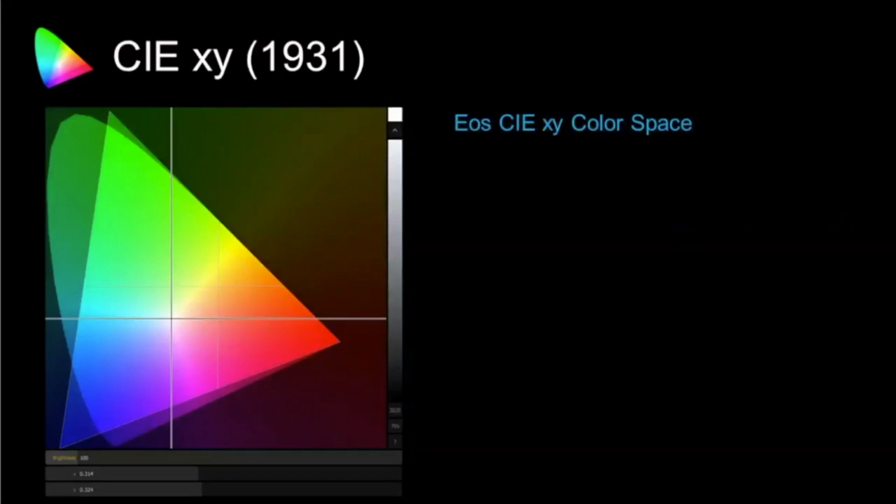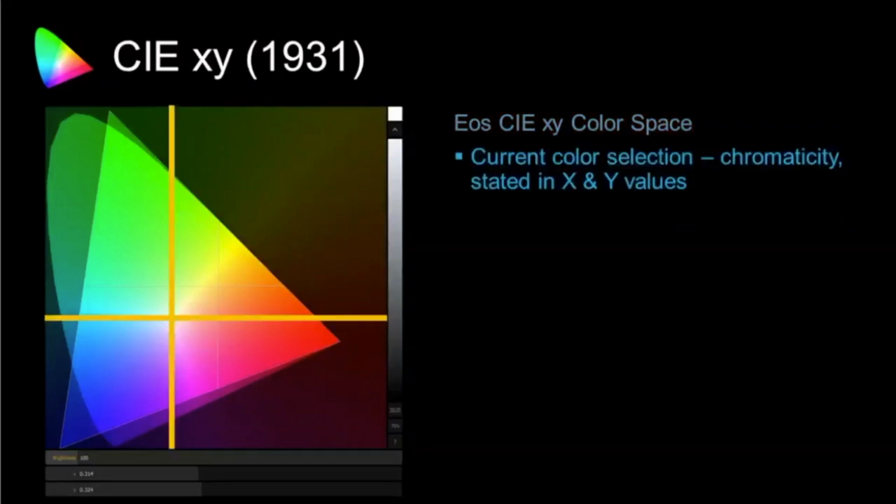So for EOS, the CIE XY color space, we put a lot of additional stuff on it. And the first thing that you'll see here is your current color selection. So this dot and these crosshairs will move through the space as your fixtures that are selected change colors. That point, the location of those crosshairs, is called the chromaticity, stated in XY values in this space. And that describes what that color is, right? So if you have an X and a Y value, you can pinpoint what that color is based on the space.